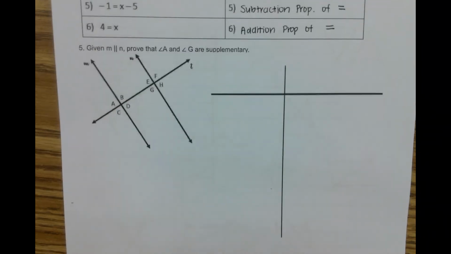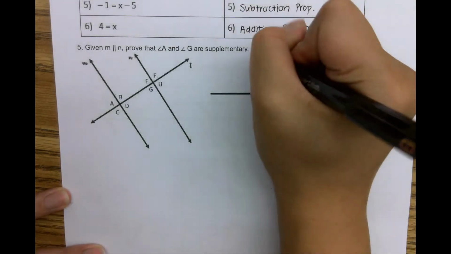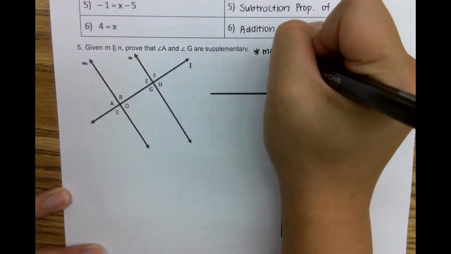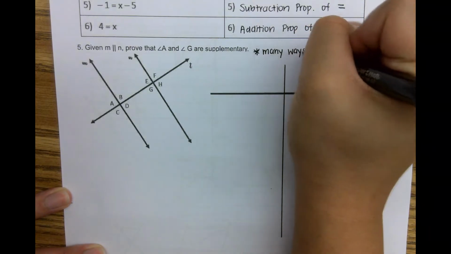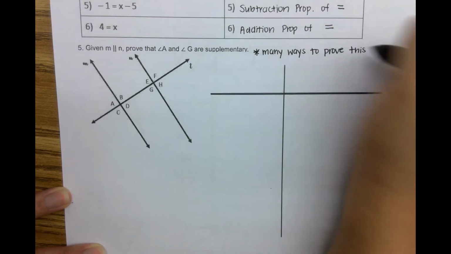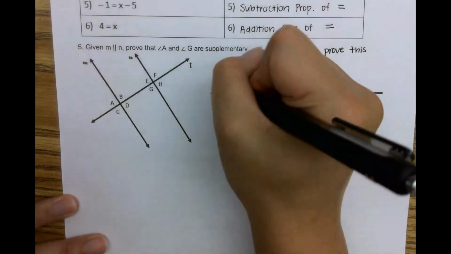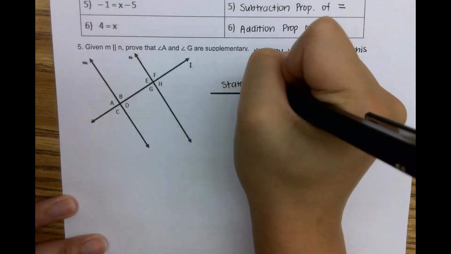Okay, so one thing I want you to know is for this proof, and same thing with many proofs, depending on what you're given, the more information you're given, the easier it might be, and the more ways there are to solve it. There are many ways to prove this next one we're doing. I'm just showing you one of the ways. Okay, so here are my two columns. I'm going to do statement and reason.